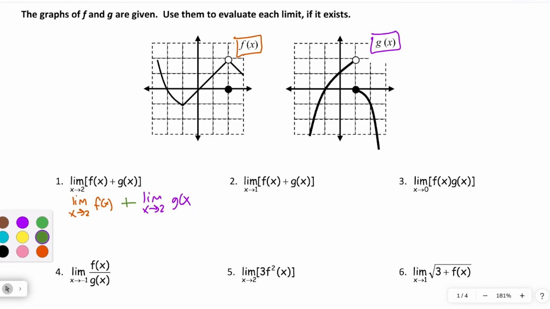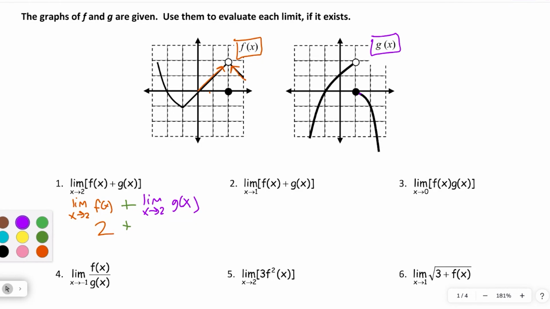So the limit as x approaches 2 of f of x, let's take a look and see what's happening when x gets closer and closer to 2. The left-hand limit is 2, the right-hand limit is 2. So in both cases, the limit is 2, and so therefore we say the limit is defined and it is 2. We're going to look at the same thing for g of x. As x approaches 2, it's actually continuous. There's no break here. There's no discontinuity, so that limit is simply negative 1. So 2 minus 1 equals 1.